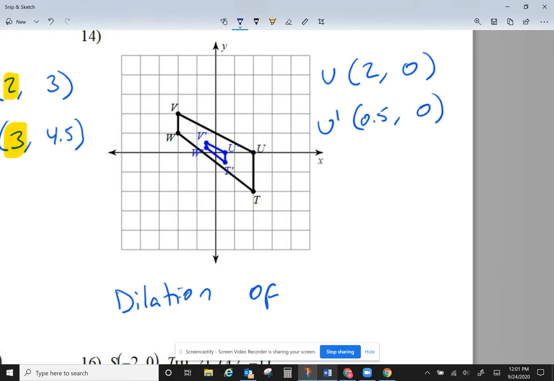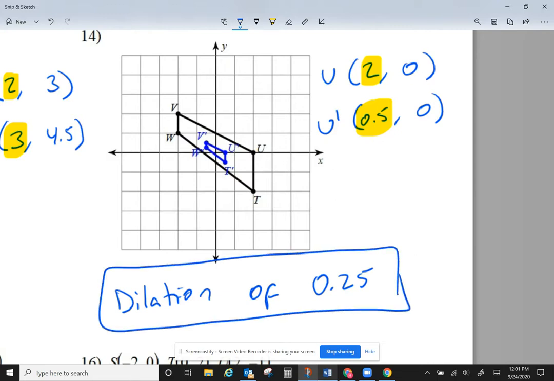I cannot use the y value. 0 divided by 0, I cannot do that yet. That's a big division, but that's calculus 1. Now, I'm going to use the x value. I'm going to go 0.5. Once again, start from the number from the prime. 0.5 divided by 2, and that's going to give me 0.25. I knew my scale factor was going to be less than 1 because the image got smaller. So 0.25 sounds about right.